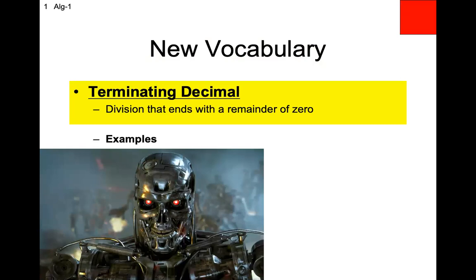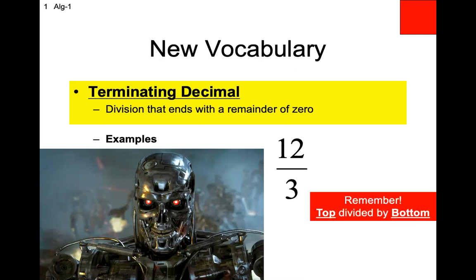They stop. Some examples, well, here's a rational number, 12 over 3. And if we do that division, 12 divided by 3, we get 4. Remember, to turn a fraction into a decimal, divide the top number, the numerator, by the bottom number, the denominator. So 12 divided by 3 is 4. And there's no more decimals after 4.